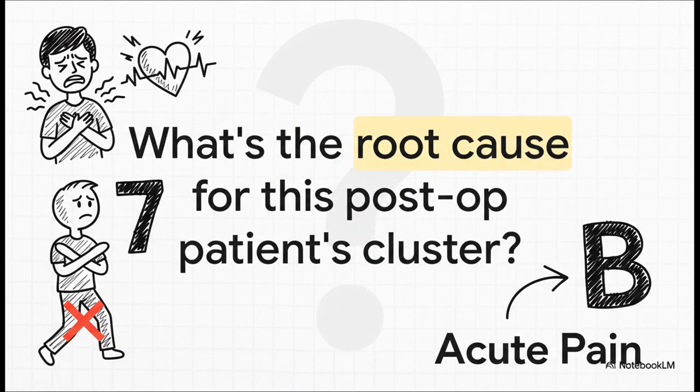Let's try it again. You have a post-op patient, they're grimacing, they tell you their pain is a 7 out of 10, they absolutely refuse to get up and walk, and their heart rate is jacked up to 110. So what's the deal? Are they just intolerant to activity? Maybe. But is that the root cause? What is the one thing, the domino that's knocking everything else over? It's B, acute pain. The pain is what's causing them to refuse to walk, and it's causing the stress response of a high heart rate. If you treat the pain, the other problems are very likely to get better.